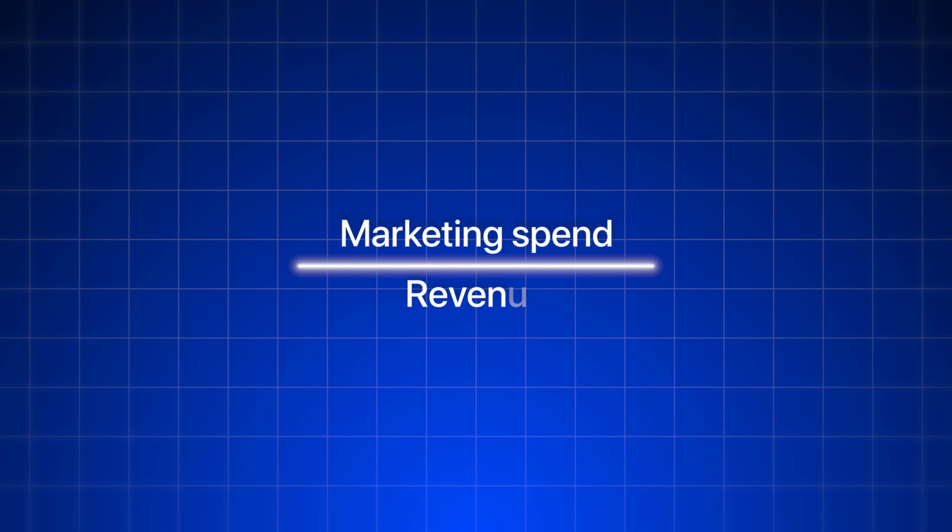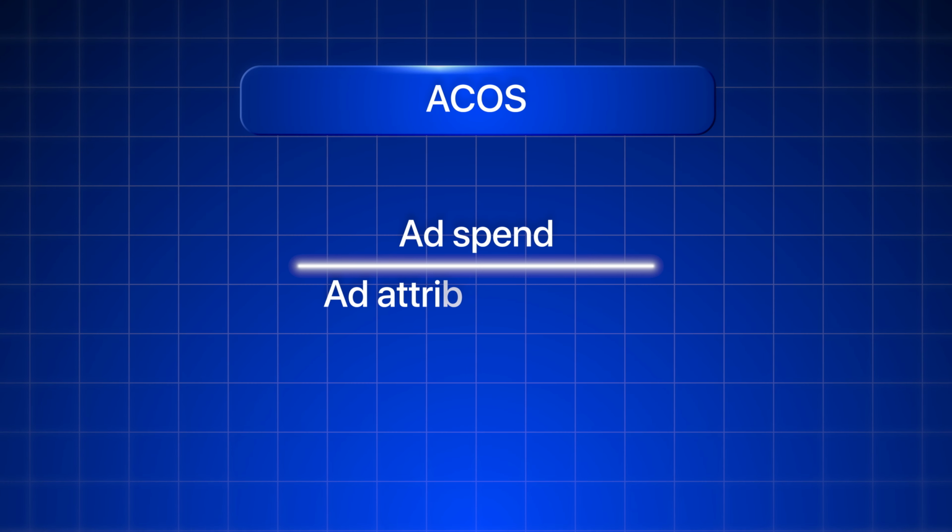Brand owners blindly chase ROAS, but MER is the metric you really want to be optimizing for. And it's very simply just marketing spend divided by revenue. What percentage of your revenue goes to marketing? Now, your ACOS is your ad spend divided by your ad attributed sales, which is more common with platforms like Amazon, for example.